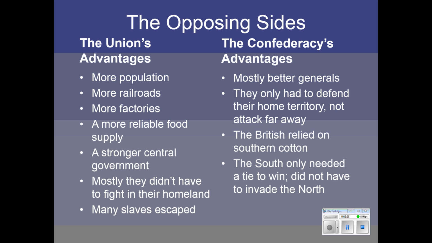But this is important. The South needed only a tie to win. Their goal was not to conquer the North. Their goal was simply to break away from the North and to become their own country. And in order to do this, they simply needed to create a government and keep the North out of their country, rather than having to invade the North. They did invade a couple of times, but not because they needed to achieve their basic goal in the war. They did that to try to put pressure on the North.